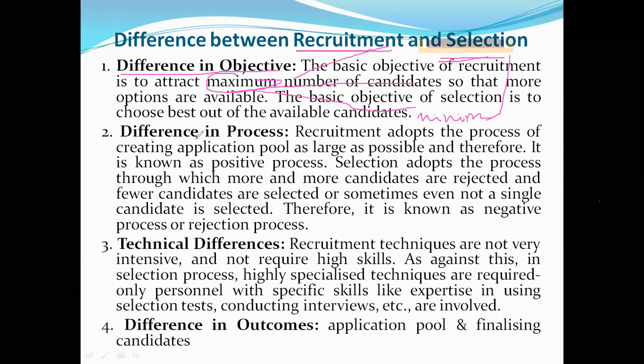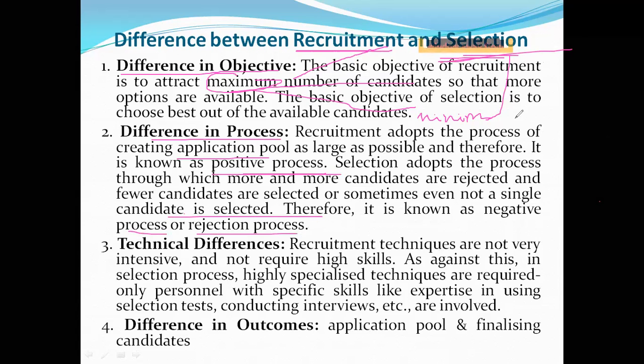Difference in process. In recruitment, you will adopt the process of creating an application pool as large as possible. So it is a positive process. You want more applications. Whenever you want something more, it is positive. But in selection, you want to minimize the strength. That is a negative approach. That is a negative process, a rejection process.